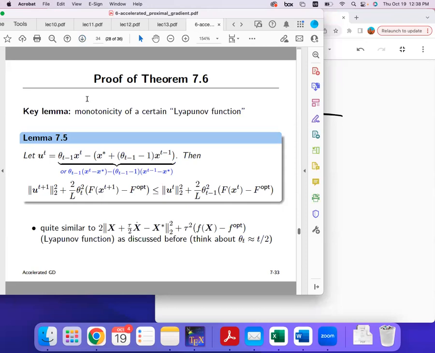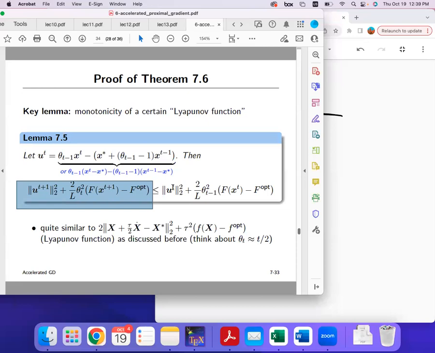Okay. So define such a u_t. Then for that algorithm, we can show that the following inequality holds. It's the squared norm of u_{t+1} plus (2 theta_t squared over L) multiplied by the optimality gap of the function value. This entire left-hand side is monotonically decreasing, right? On the right-hand side, it is exactly the left-hand side, but with the time index reduced by 1.